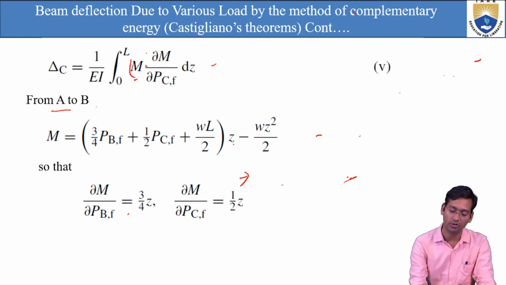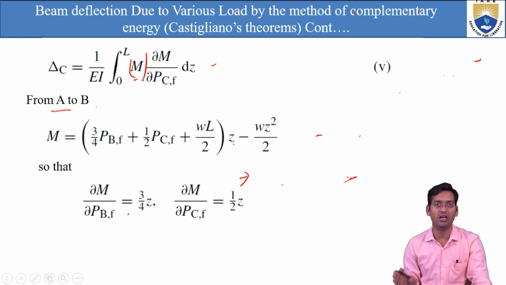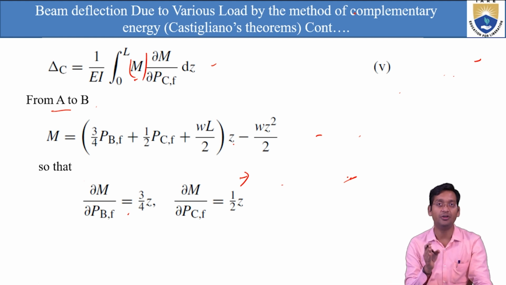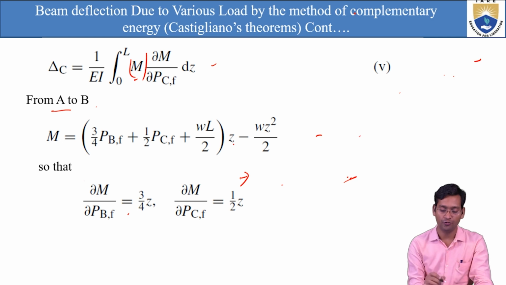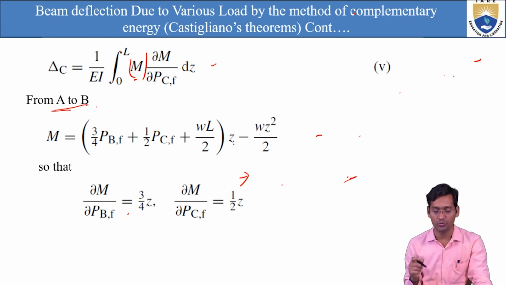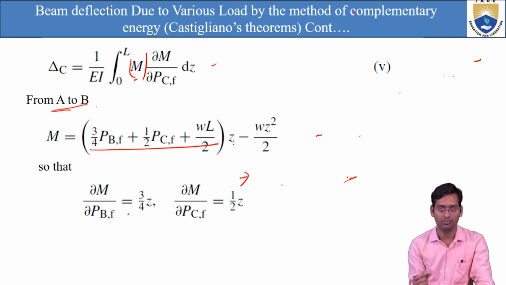So first we have to find the load. How will we find it? Separately we can find the load, because at different points the load is acting at L by 4, then L by 2, right? So first, A to B means at length from 0 to L by 4. So this is the reaction that we found, right? Into Z will be the moment.